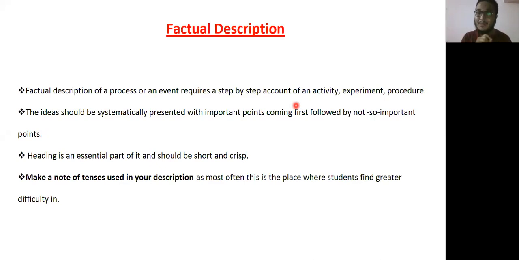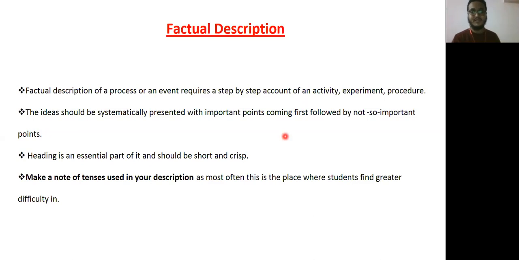If you're not writing byline, marks will be deducted. But in factual description, if you're not writing byline, marks will not be deducted. And when you write it and when you will not, I'll make it clearer in more explanation. Got my point, students? I hope the things are clear to you. Let's move to the next part, language.